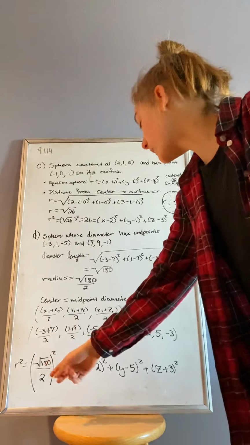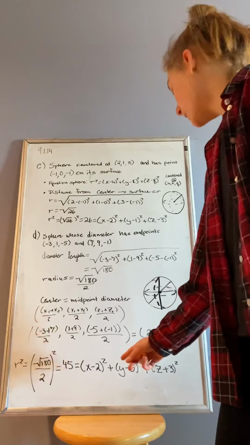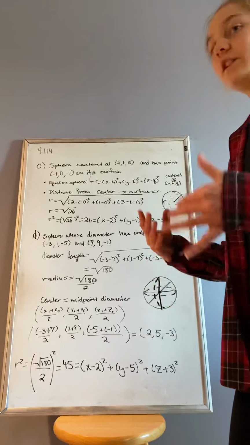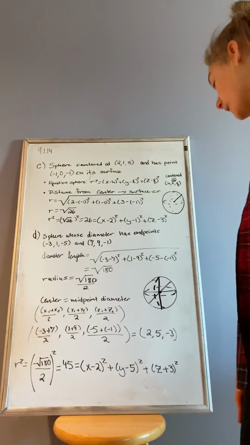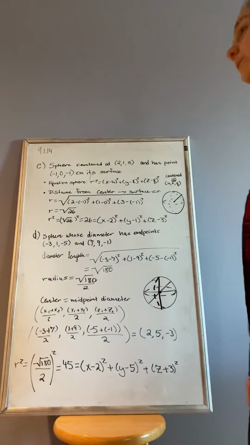We get that r squared is 45, and then we get (x minus 2) squared plus (y minus 5) squared plus (z minus -3) squared, so plus 3 squared. And that is the equation of our sphere. So I think that's it.